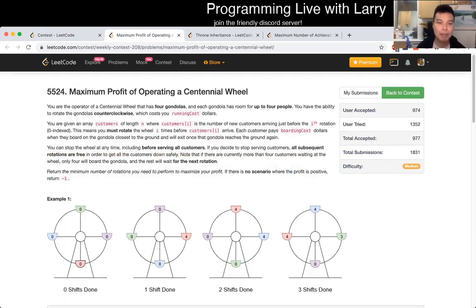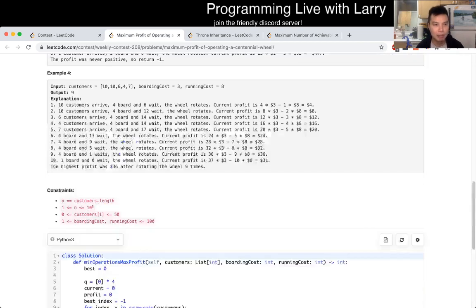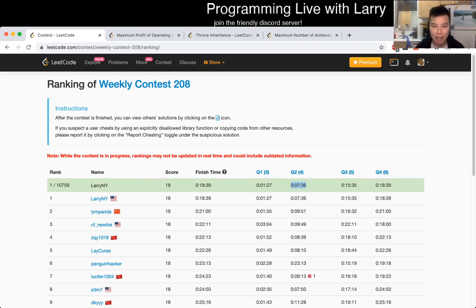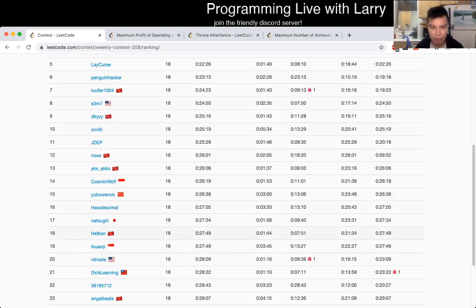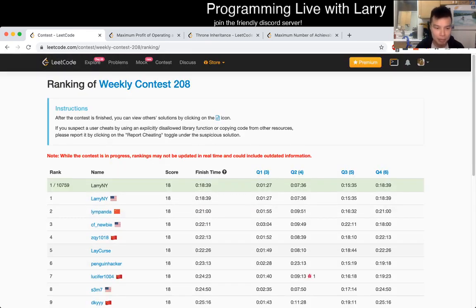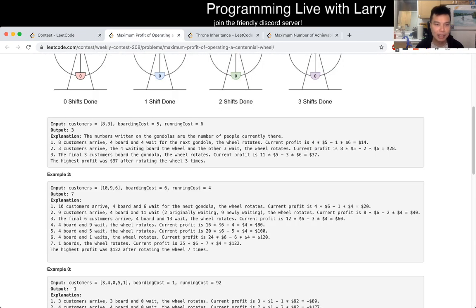Looks like today is my lucky day. So, maximum profit of operating a Centennial Wheel. This one for me was just simulation. I don't understand. I thought this problem could be trickier, but I don't know if maybe there's some Python restriction or something, because I took 6 minutes because it was a lot of reading, and a lot of people took more with more wrong answers. I don't know why that is, to be honest. But basically, it's just simulation.